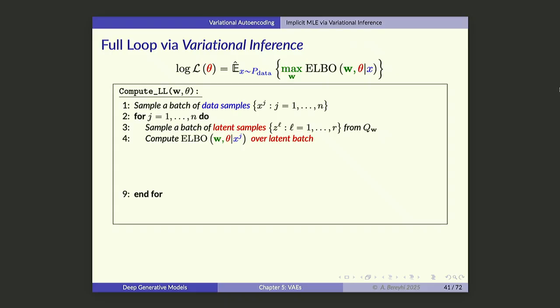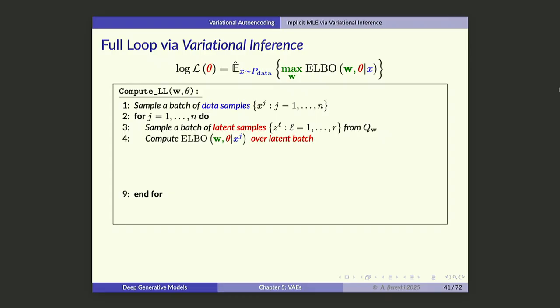So I have my Q. My Q is fixed right now, right? Q of W is fixed, right? Now, Q is fixed. I'm going to sample R different samples from it, right? Now that I have lots of samples from Q, I am able to compute the ELBO over this latent batch, right? So for every single point, when I get into the loop, I am going to sample some latents, right? And using those samples, I'm going to compute that evidence lower bound, right? Everybody's clear? Now that I have this evidence lower bound, what should I do to that? Look at this term. What should I do?